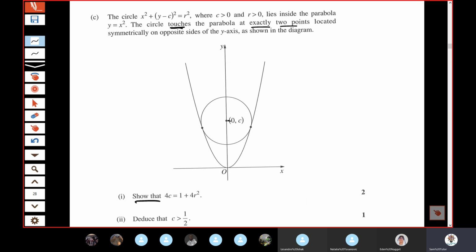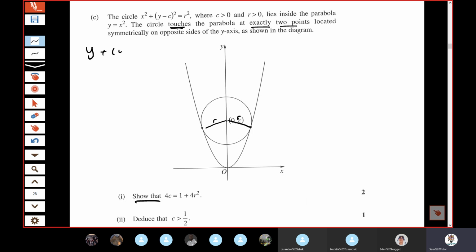Okay, what do I know? I know the radius of my circle is r. I know that these two have to be equal to each other for them to touch. So I might just start with that first. For them to touch each other, I know that these two must equal each other, right? Simultaneous equations. When something touches, you solve them. So y is x squared. I'm going to substitute it for x squared here.